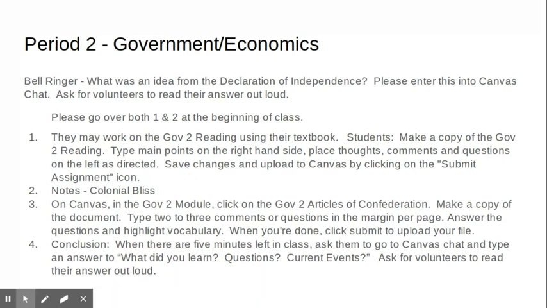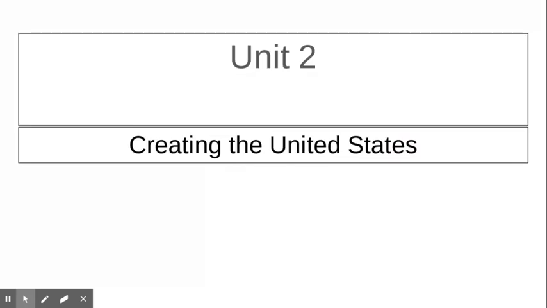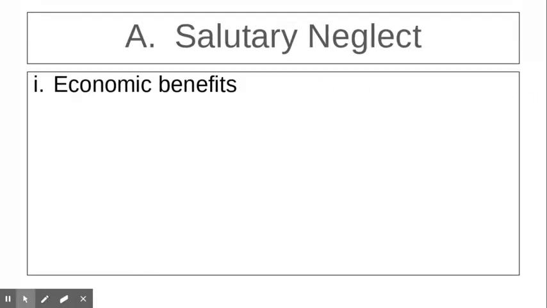The Government 2 reading, the textbook assignment, talks about the colonial situation and why we eventually needed to break from Britain. So we'll cover 3 topics in the notes today in colonial life: salutary neglect, colonial examples, and cause for a break. So let's talk about salutary neglect first.